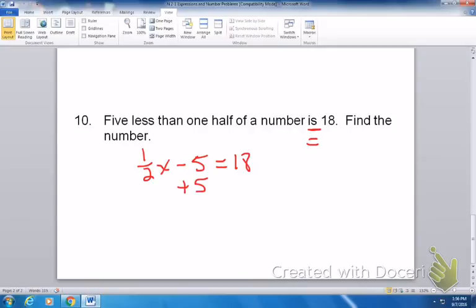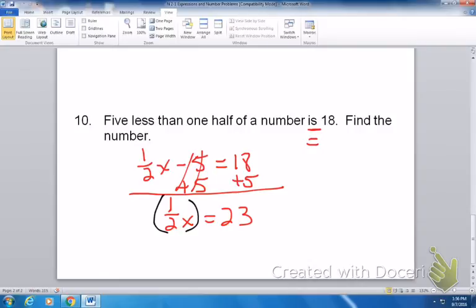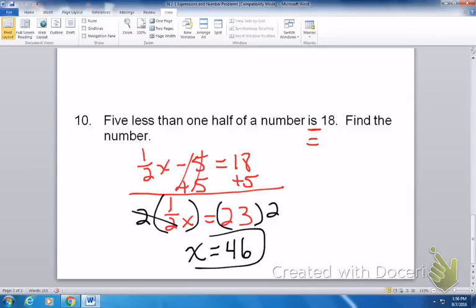I'm going to add 5 to both sides. This isn't necessarily the first thing you have to do, but it's a good start. That leaves me with 1/2 x on the left because the 5's cancel, and 18 plus 5 is 23. Now we just need to clear the fraction. So I'm going to multiply both sides by the denominator, 2. Well, those 2's cancel out and leave me 1x, or just x, and 23 times 2 is 46.